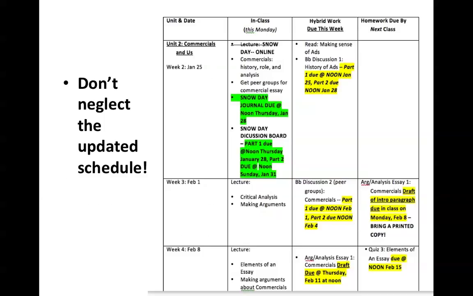And of course, don't neglect the updated schedule. This is also online on Blackboard, so make sure that you take a look at that. I've added in those due dates for you. As you can see, you've got some stuff due this week, and you do have things that are going to be due, including part 1 of that peer group discussion is going to be due on February 1st. So that is before we meet for week 3, and then you can see that there's some other things due. So let's certainly hope that we don't get snowed out for week 3.